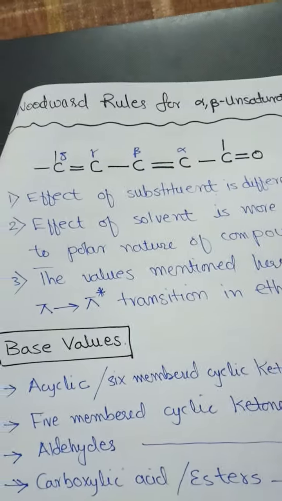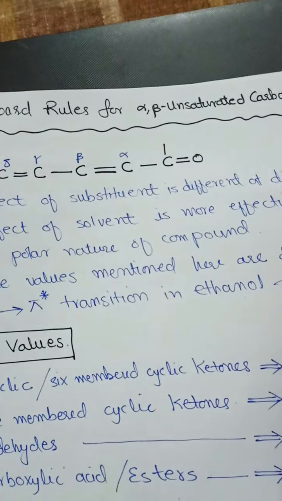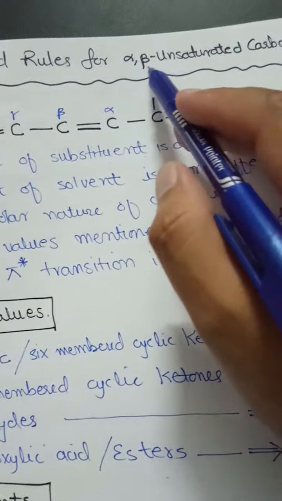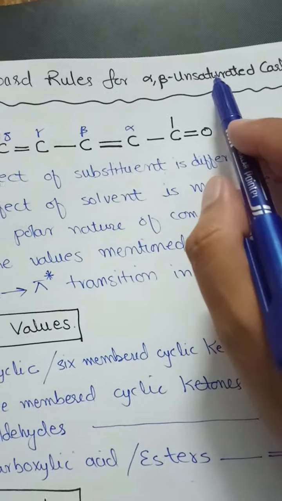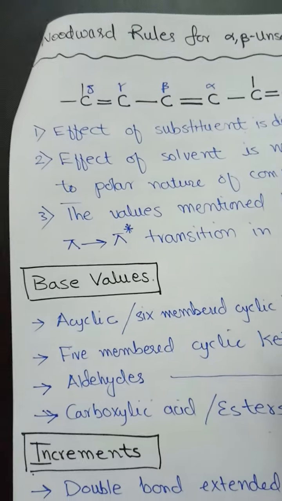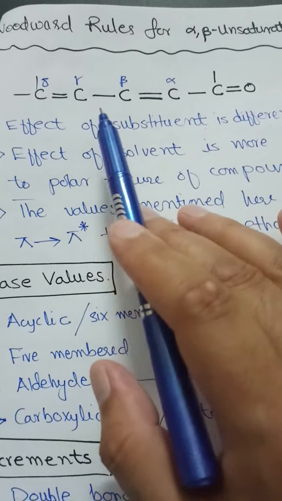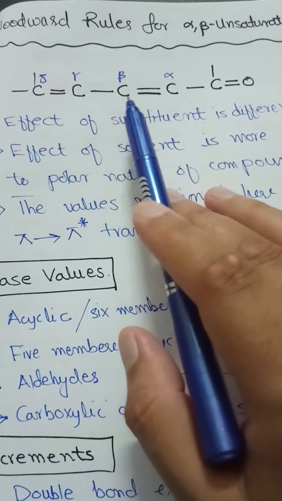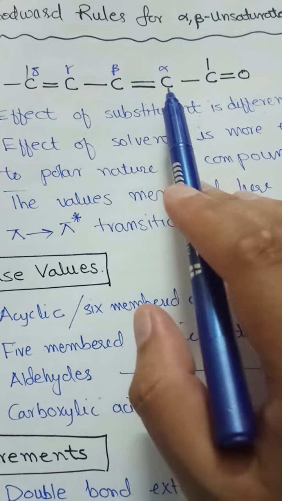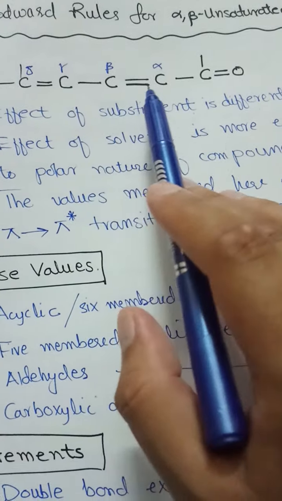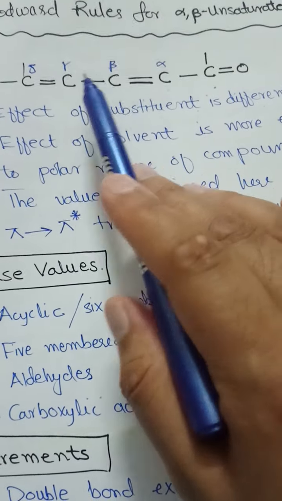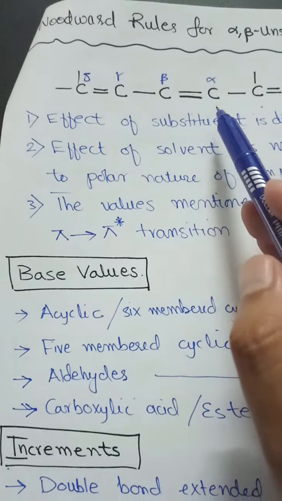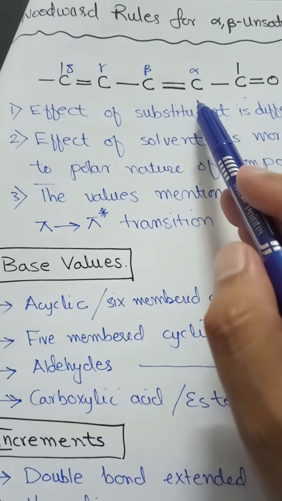Now we are moving towards the Woodward-Fieser rules for alpha beta unsaturated carbonyl system. So the compounds which contain carbonyl group along with alpha beta unsaturation. So what will be the rules for this one? So the position of the substituent will be important in this case. So here is the carbonyl group, this is the alpha carbon, beta, gamma and delta carbon. So position will be more important.